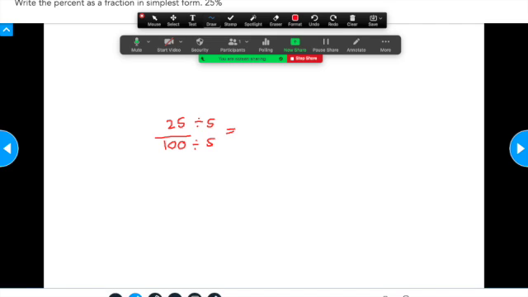25 divided by 5 equals to 5. 100 divided by 5 equals to 20. I can still see that I have to divide some more, or simplify. So I could divide both numbers by 5. That equals to 1/4. So my answer here is going to be 1/4. Cool.